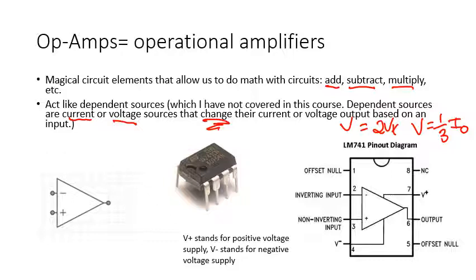They basically don't have a set voltage that says that V out is always going to be 5 or V out is always going to be 2. It's based on some other voltage or current somewhere. So they can change their output based on an input.